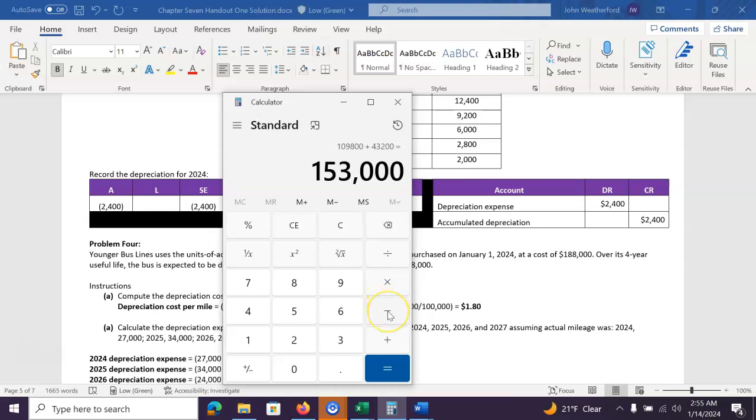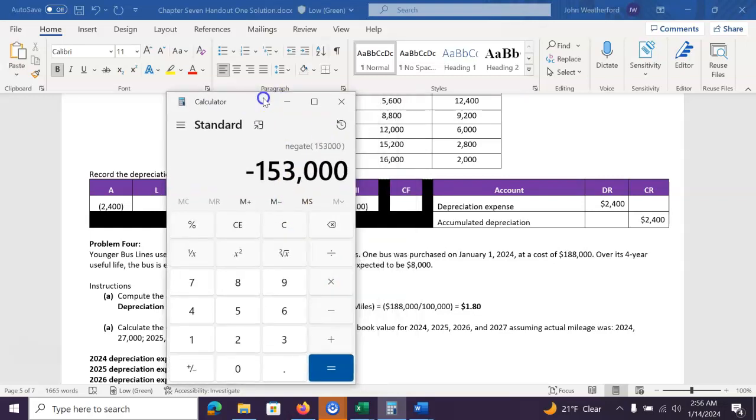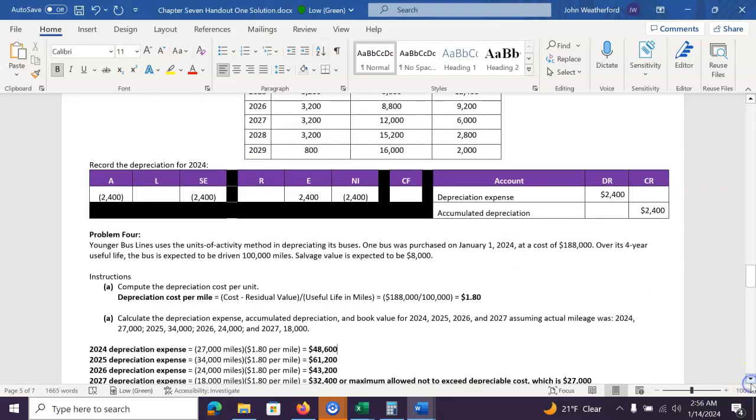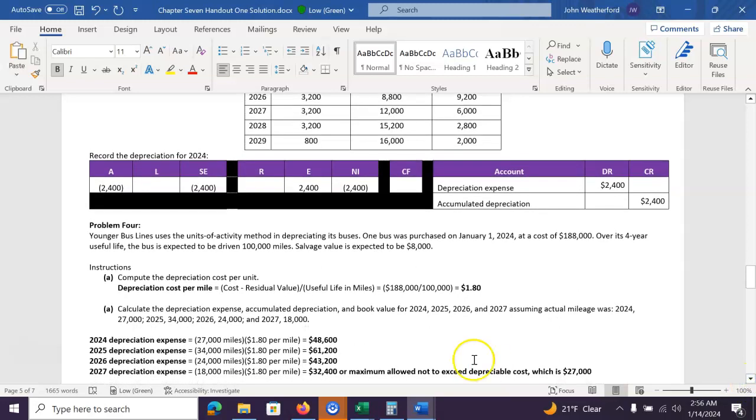Now we'll subtract that from, and I'm just going to hit this button to turn it into a negative number, our depreciable cost of 180,000. Again, depreciable cost is your cost less residual value. So let's take accumulated depreciation away from our depreciable cost of 180,000. And that's going to give us our depreciation expense in the final year of 27,000. Now see, if you multiplied it out, you would get 32,400.